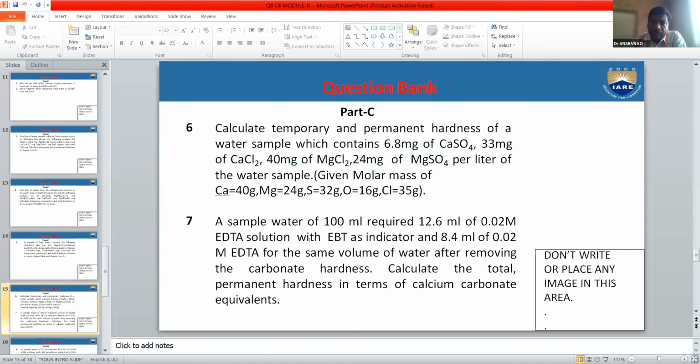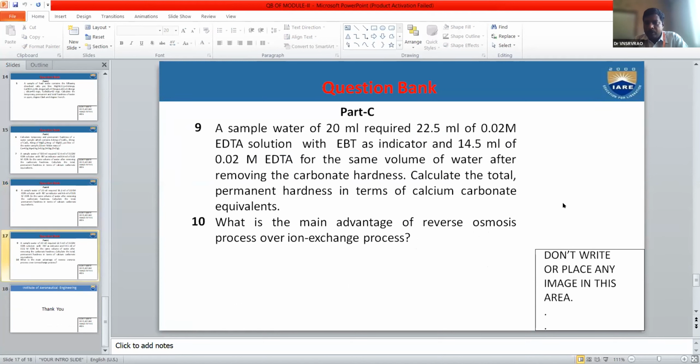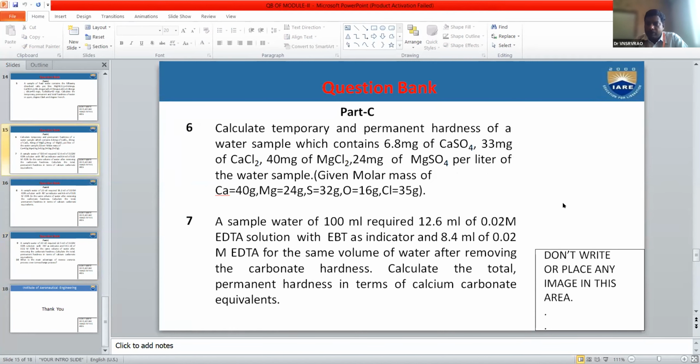From the 7th question onwards the model is changed, but anyway I already explained all these problems in offline mode. Again I revise. So the 7th problem, 8th problem, and 9th problem, these 3 problems come under the category of titration with EDTA. All these 3 problems are under the same model, only the numericals are changed. Now see the 7th problem for the model.